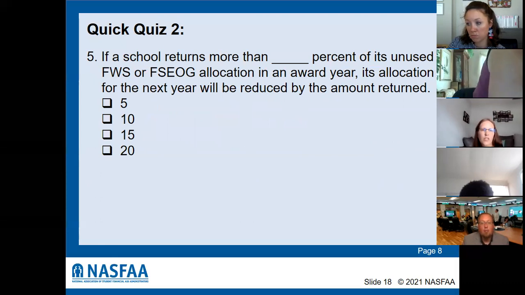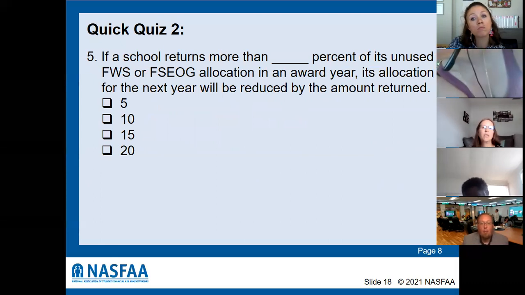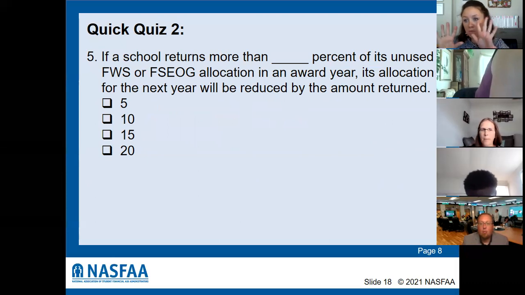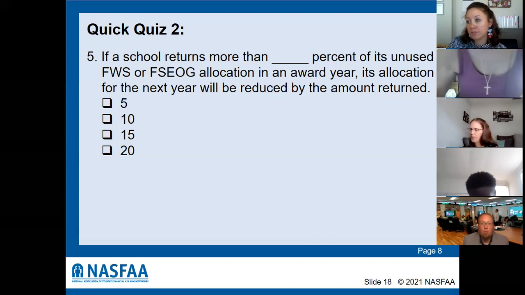One more question. If a school returns more than blank % of its unused federal work study or SEOG allocation in an award year, its allocation for the next year will be reduced by the amount returned. So how much do you have to return for it to affect the amount you're going to receive? Everyone is saying 10. Yay, 10's correct.